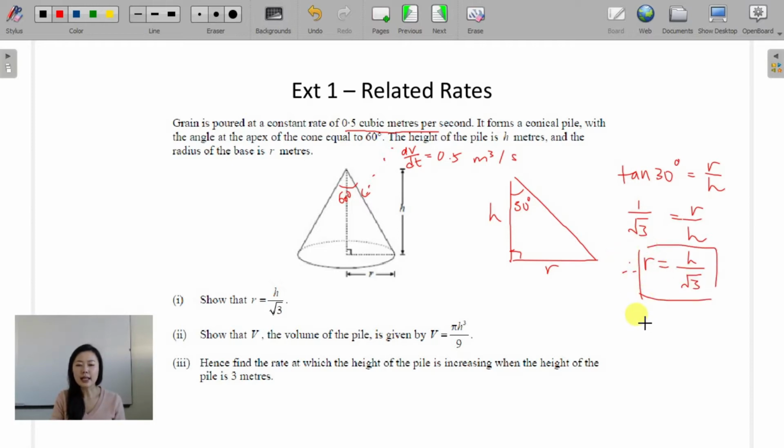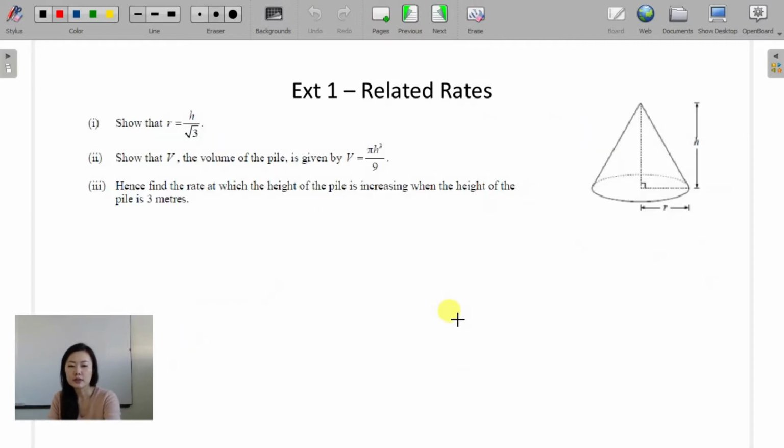Yeah, simple as that. All right, so the second part, we want to show the volume. So the volume is of a cone. Now this is a little neat trick. The volume of anything pointy, which is a cone and pyramids, is always a third of the prism. So for a cone, it's a third of a cylinder.